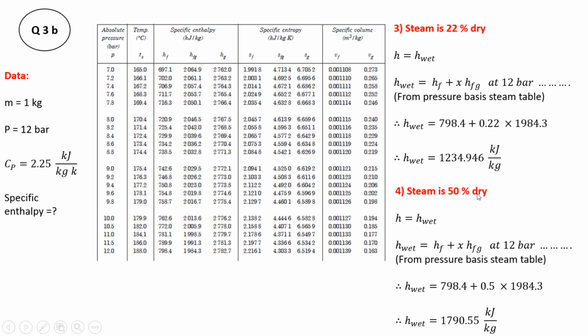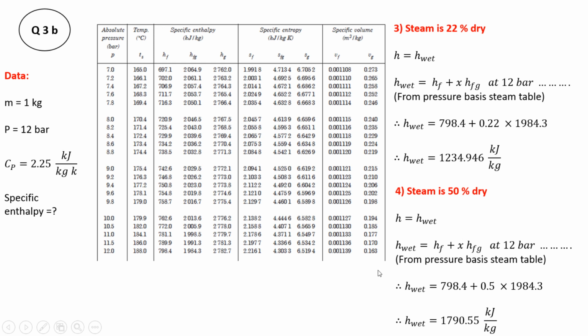The next condition is steam is 50% dry. It also means that it is a wet steam. The steam is 50% dry, means it consists of 50% of water particles in suspension. So as it is a wet steam, again we have to use the same formula, that is H wet is equal to Hf plus x Hfg, and at 12 bar from the pressure basis steam table we know the values. Hf is 798.4, x is 0.5 and Hfg is 1984.3. So these are the values which we have taken from this particular steam table, and the value of H wet is 1790.55 kilojoule per kg for this particular case.